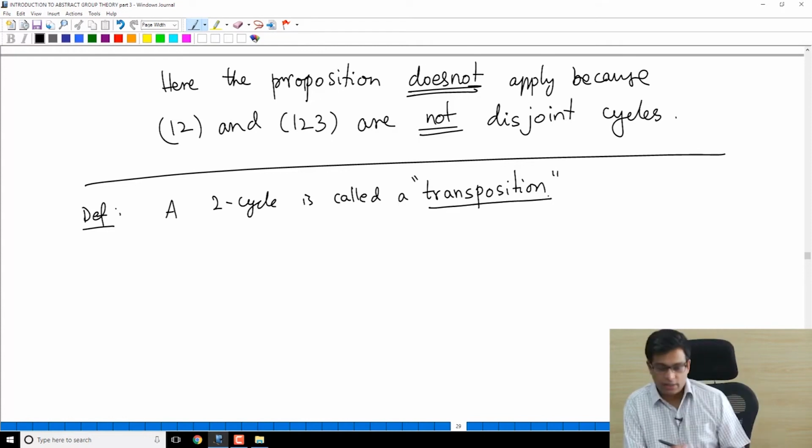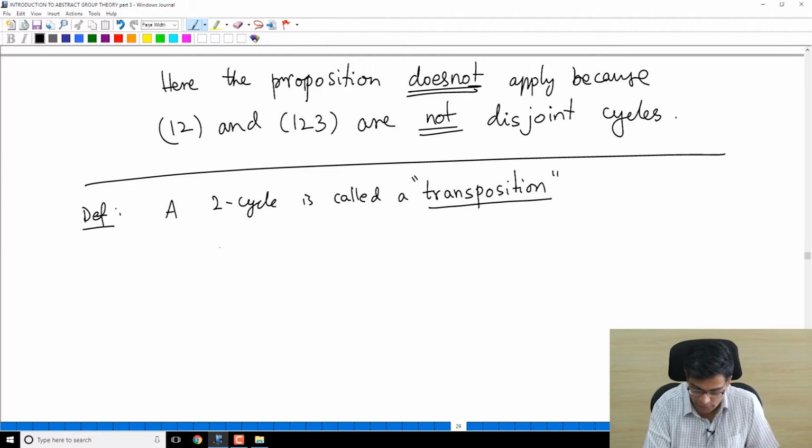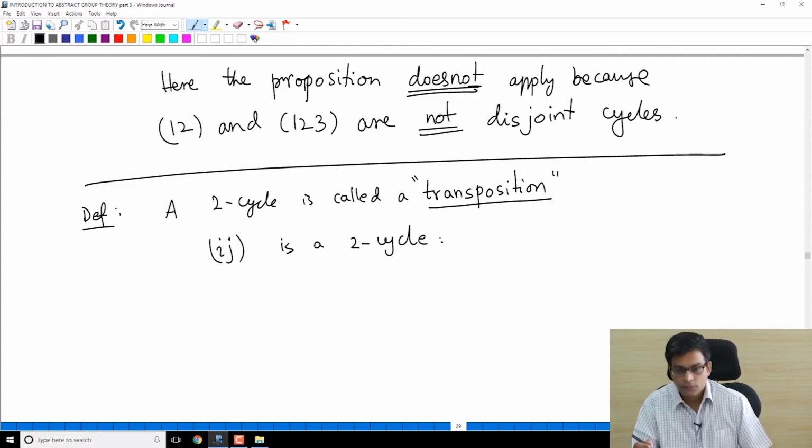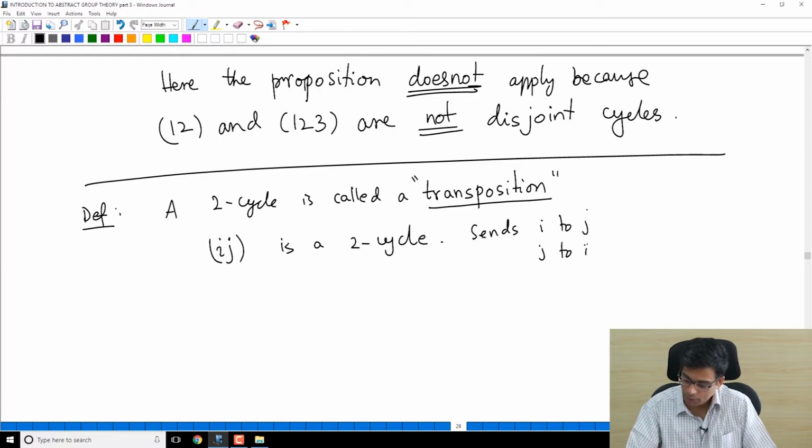So 2 cycles are particularly simple permutations, right? What is a 2 cycle? It is something like (i j), right? So (i j) is a 2 cycle. What does it do as a permutation? It sends i to j and j to i and fixes everything else.